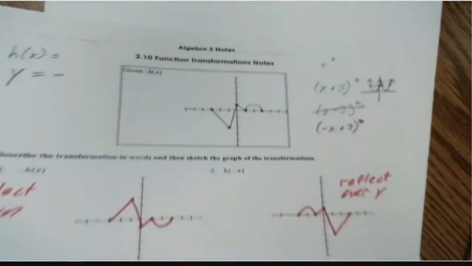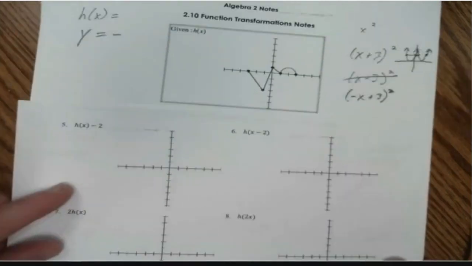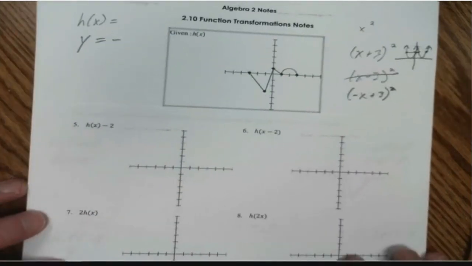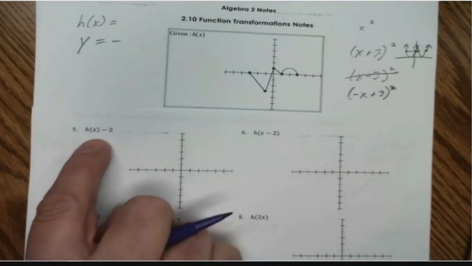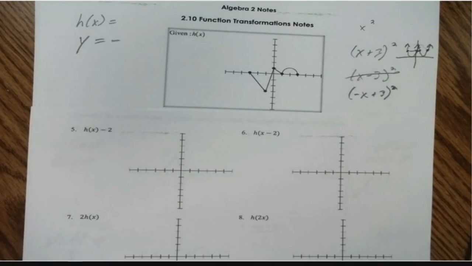We got more that we're doing here. I'll keep our function on top where we can see that. All right. So now we're taking the original h of x and we're putting a -2 on the end of it. Just putting a -2. What happens when we do that? Shifts down 2.